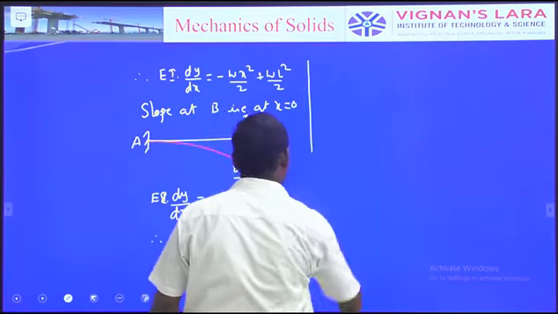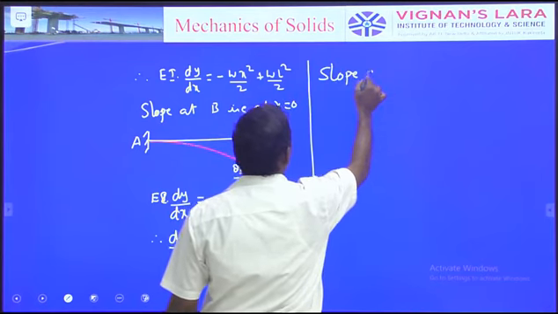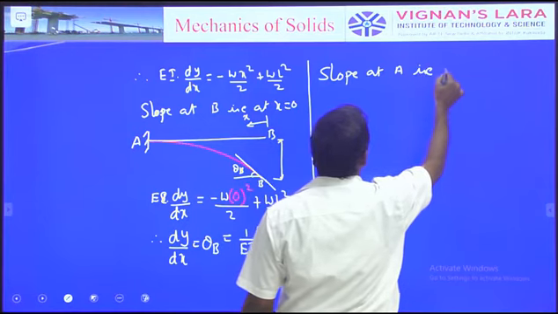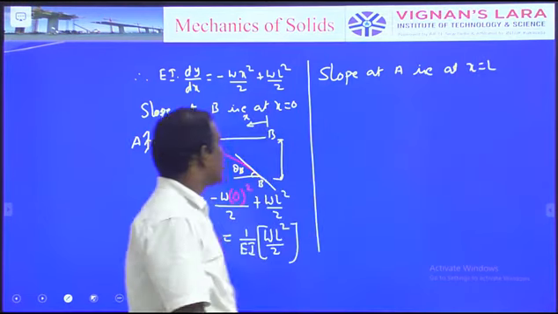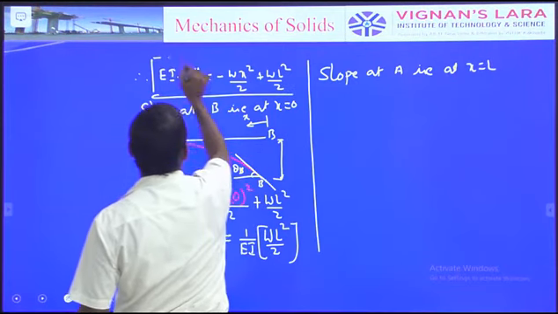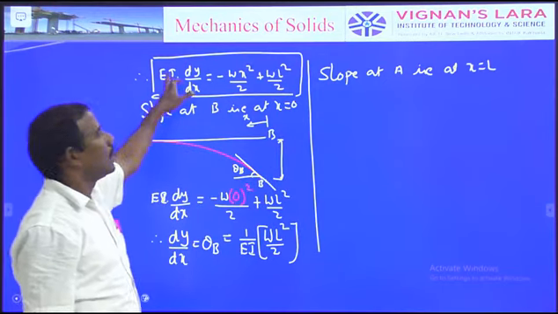Now let us see the slope at A. At A, it means at x is equal to L. It means substitute the x value, which is equal to L, in this equation.